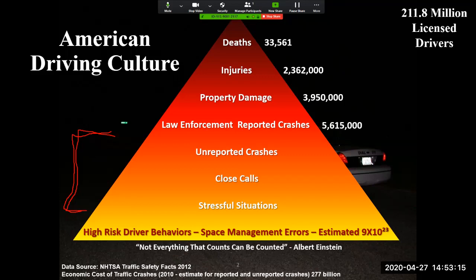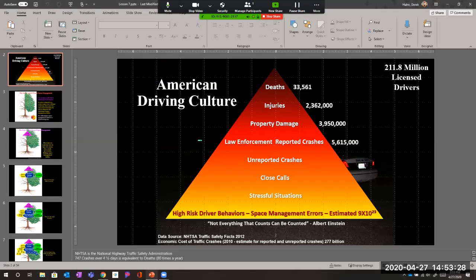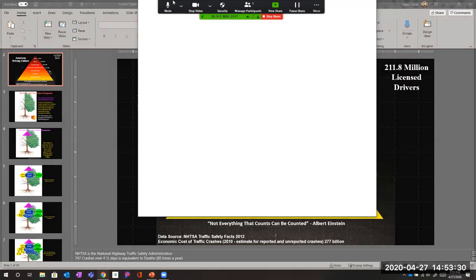Okay. Same thing with speeding. The myth of, oh, it's okay to go 5 over or 10 over. Okay. That is not okay. Speed limits are set for a reason. And I'm going to illustrate that one right here because this is huge.